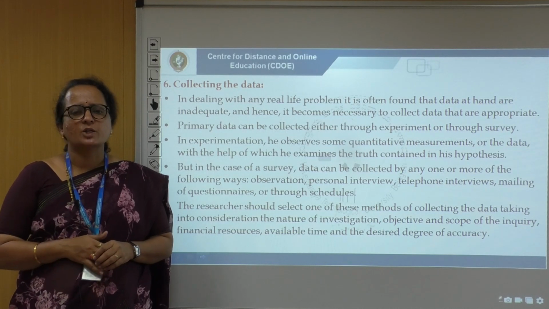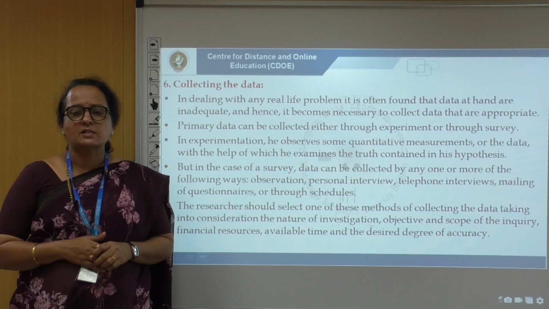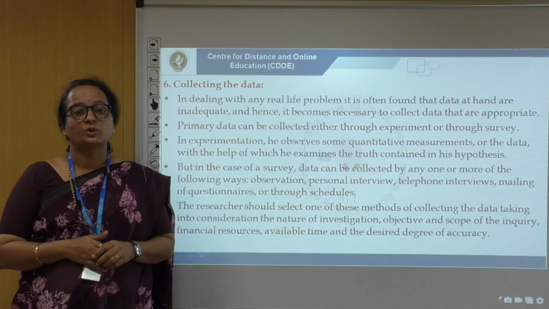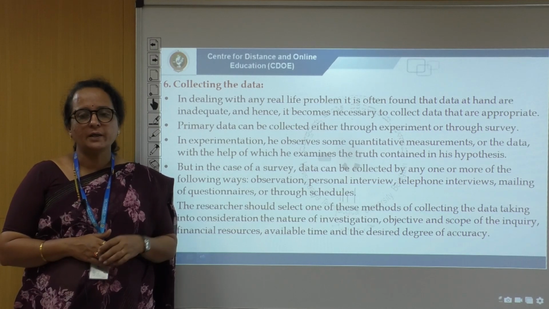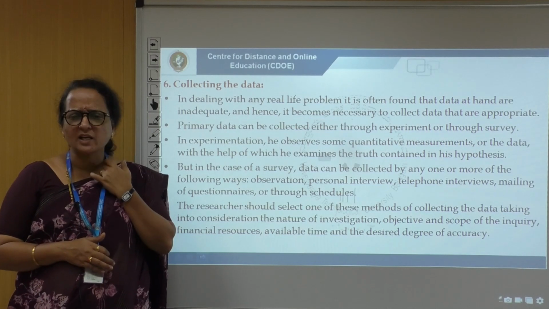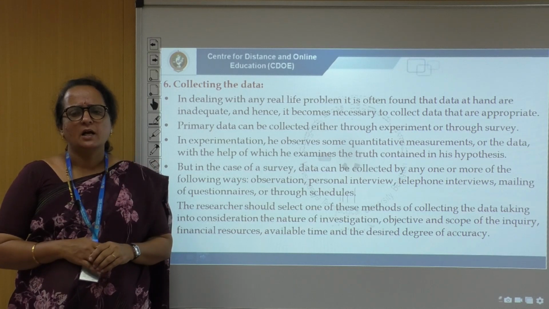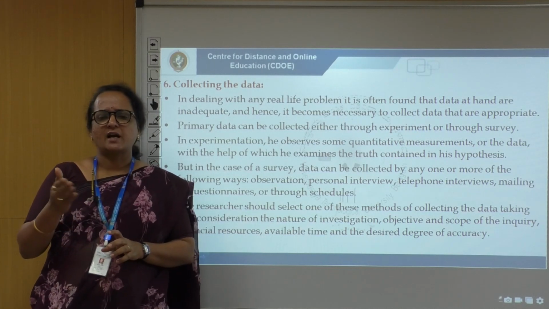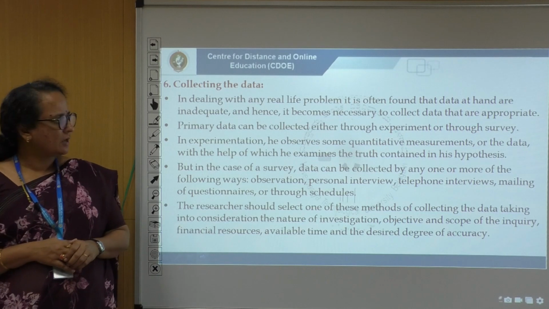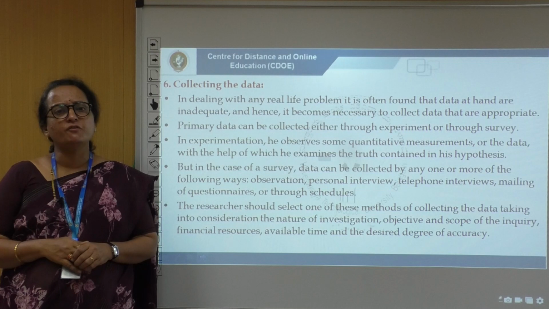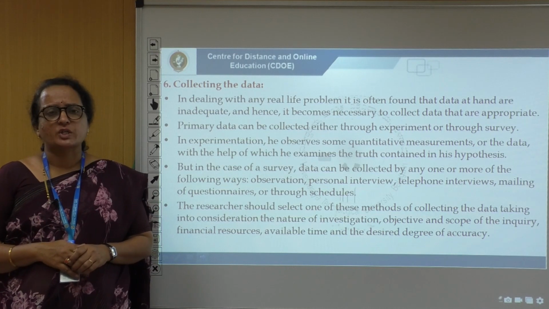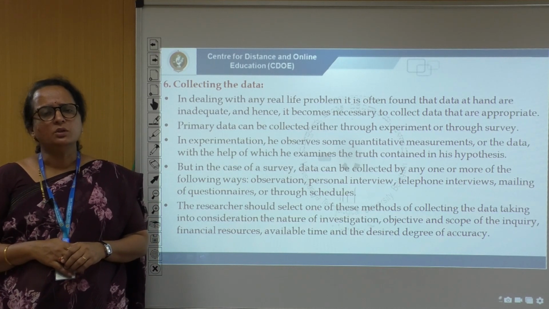So in experimentation, the researcher observes some quantitative measurements or data with the help of which he examines the truth contained in his hypothesis. Through experimentation, the developed hypothesis will be tested. But in case of a survey, data can be collected by one or more of the following ways. I have already discussed: observation, personal interview, telephone interviews, mailing of questionnaire, that is mail questionnaire, or through schedules.